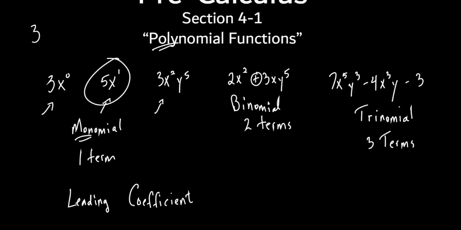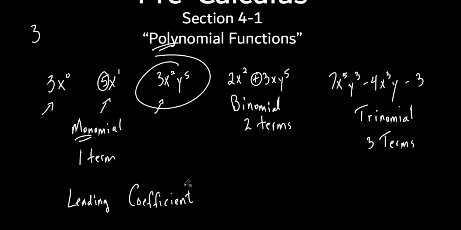What's the leading coefficient of 5x? It's just 5, right? Okay, that's the number that's in front of the variables. That's the coefficient. All right, so just know what these words mean, just so we're speaking the same language. So that's the leading coefficient. What's the leading coefficient of that? It's 3, and so on.